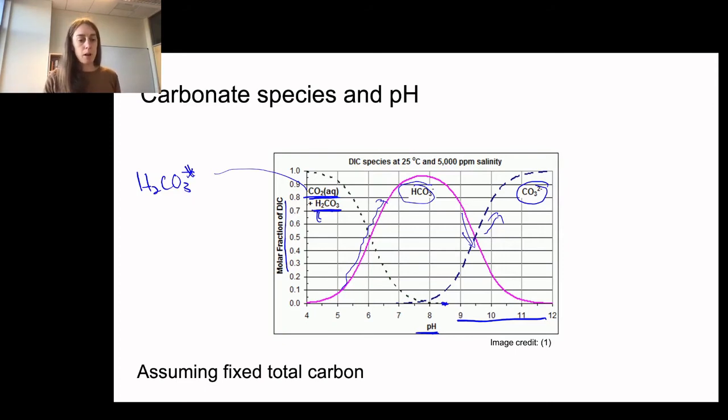So this diagram you'll see a lot, but one thing that you need to know about it is it assumes a fixed total carbon. So we basically have a constant amount of CO2. We're in a closed system. We can't dissolve any more. We also can't precipitate out any of our carbonate. And so we have a fixed amount of carbon. This all sums up to 1 at any point along your pH. But in the real world, we have this kind of infinite supply of CO2. So how this works in the real world actually looks a little bit different.